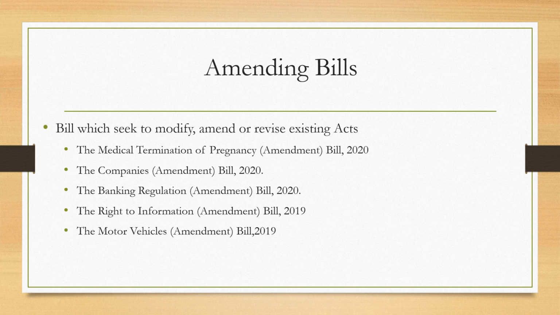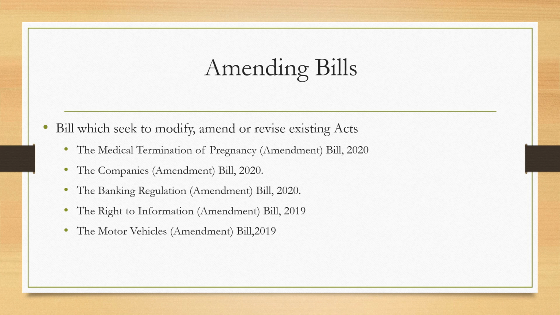Then the Banking Regulation Amendment Bill 2020, the Right to Information Amendment Bill 2019, the Motor Vehicles Amendment Bill 2019. I mean, this is the most talked about bill. Now this has been passed, in fact, it is now an approved one. Here a lot of fines have been enhanced if you violate certain rules under the Motor Vehicles Act 1988. I think check it, 1982 or 86. So that's how amending bills are there.